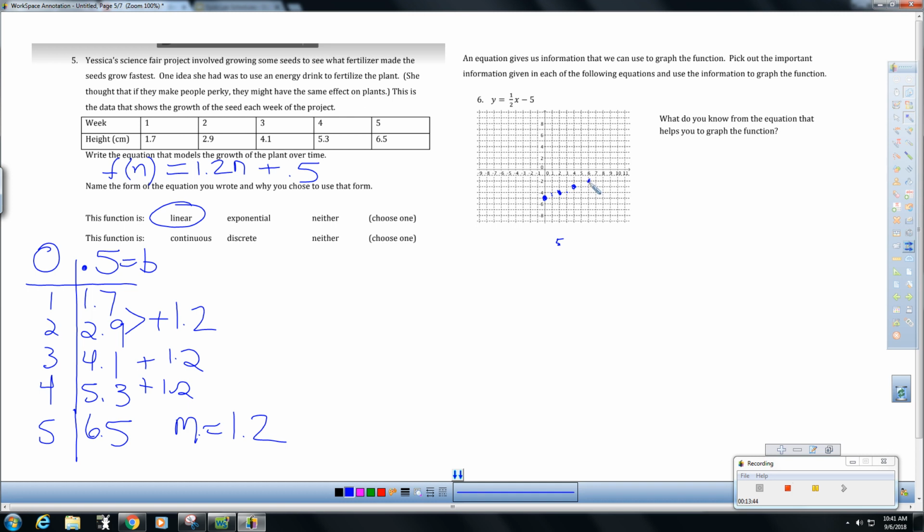Okay. So now let's turn on my line feature and see if I can draw the line that goes through all those points. That's not bad. Carson, are you okay with that? Okay?